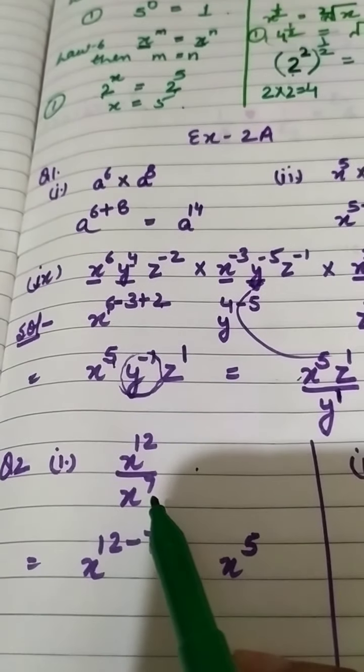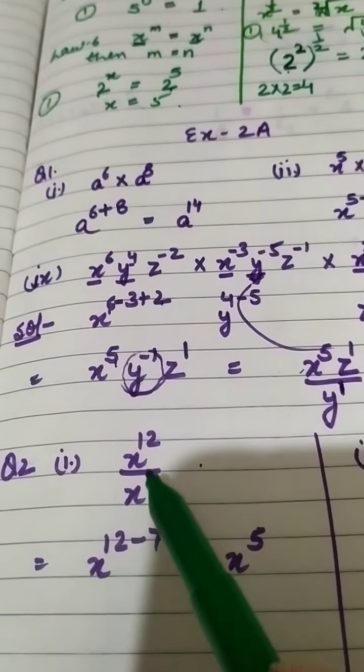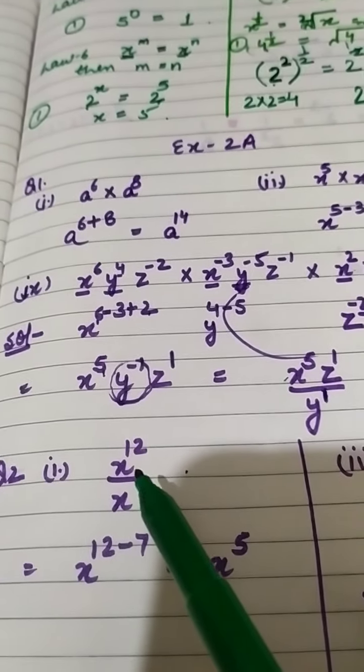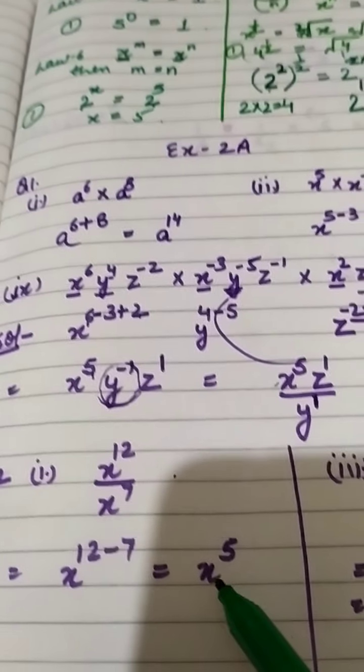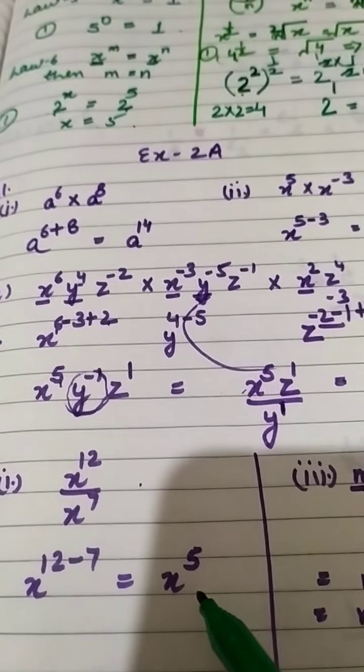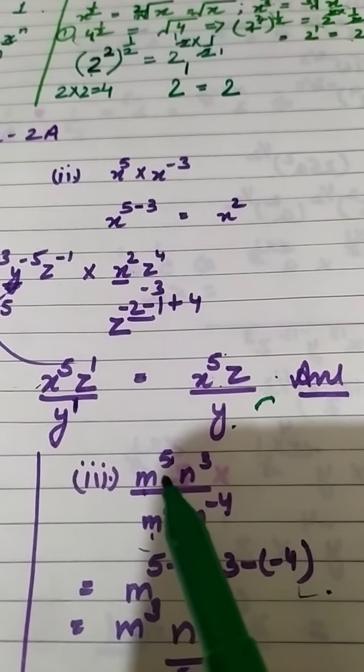In this we have to apply the law of division. We have to subtract the powers. Simple. We have the second law we are applying. So bases are same. We will subtract the powers. We will get x raised to the power 5. Now look at the third part.